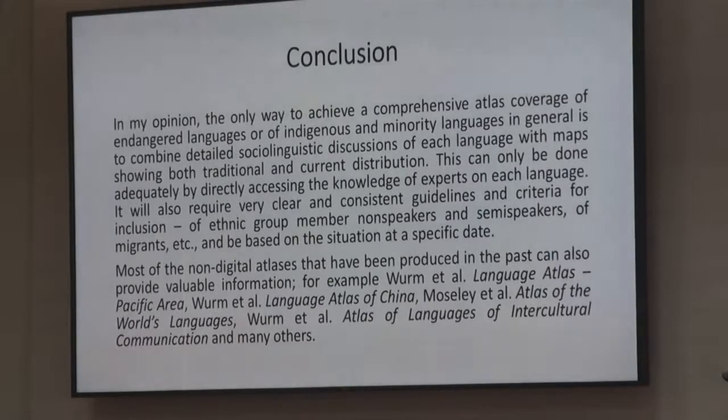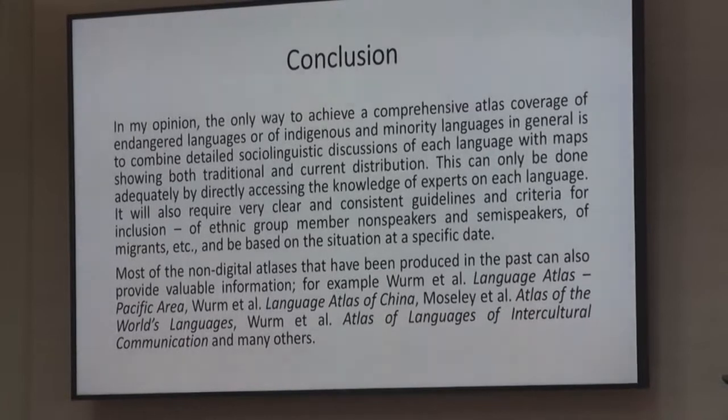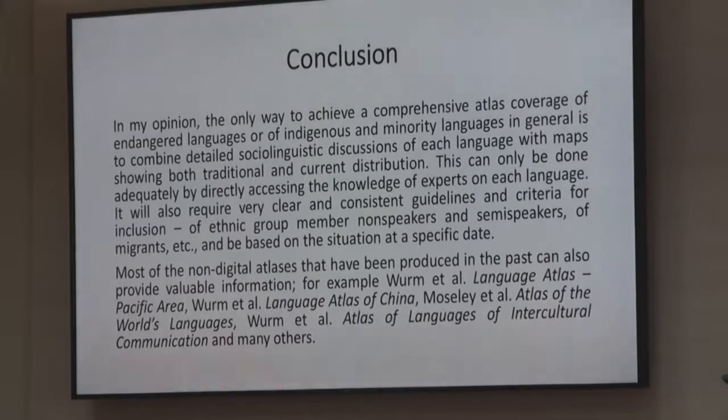In my opinion, the only way to achieve a comprehensive atlas coverage of endangered languages, or of languages in general, is to combine detailed sociolinguistic discussion of each language with maps showing both traditional and current distribution. This can only be done adequately by directly accessing the knowledge of experts and community members from each language group. It will also require very clear and consistent guidelines and criteria for inclusion of ethnic group member non-speakers, of semi-speakers, migrants, and so on.